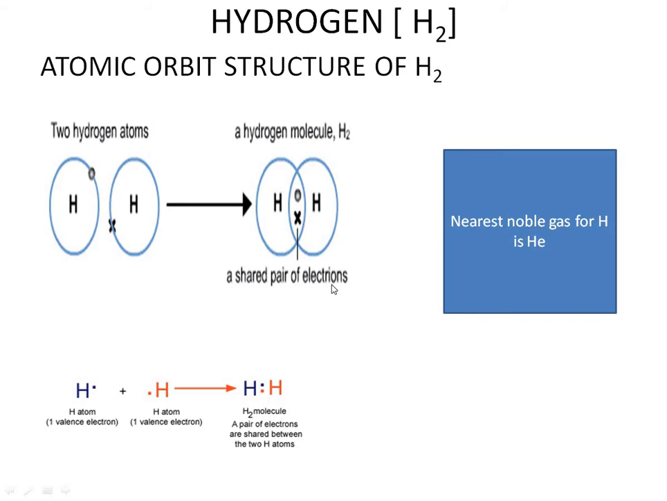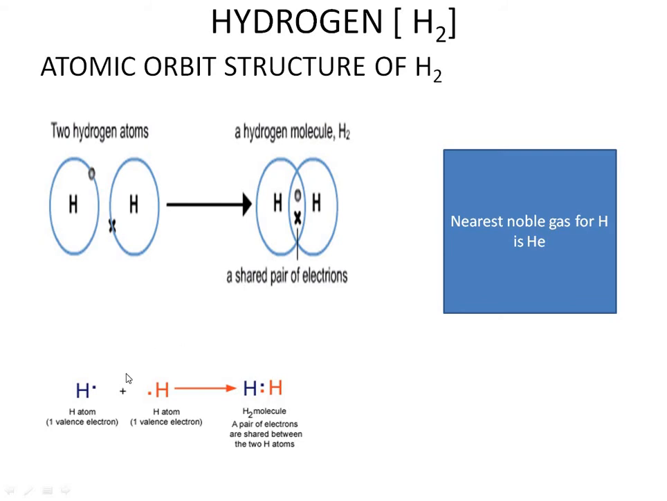So the spelling is wrong here, it should not be written that way. So the nearest noble gas for hydrogen is helium. So this is the atomic orbit structure of hydrogen, where you are showing the sharing of electrons.